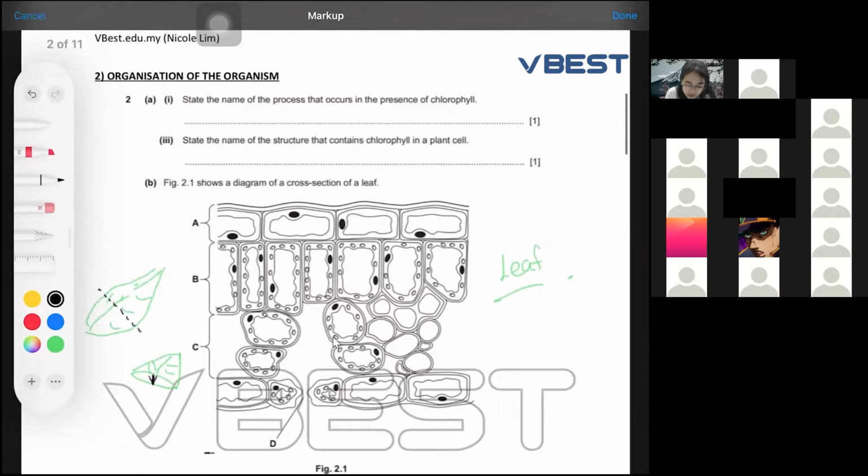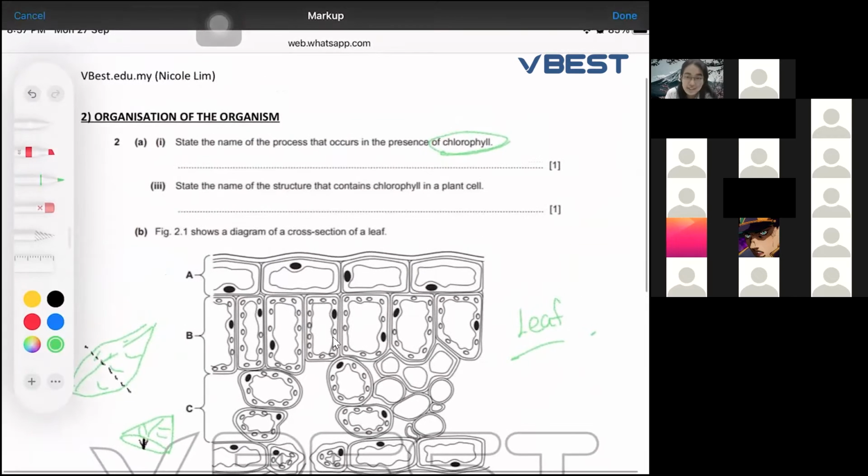Right, so 2A1, state the name of the process that occurs in the presence of chlorophyll. Yeah, so what process is this with chlorophyll? Photosynthesis. Okay, the only purpose of chlorophyll is for photosynthesis. Okay, state the name and structure that contains chlorophyll in the plant cell.